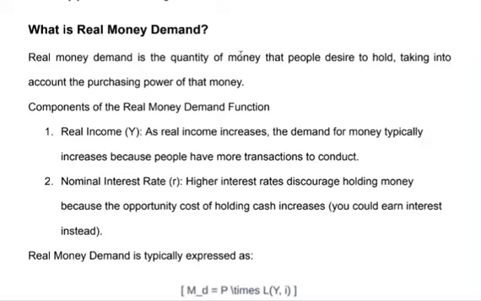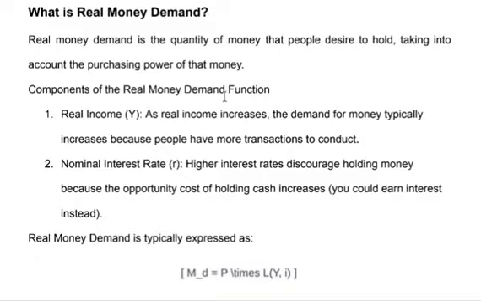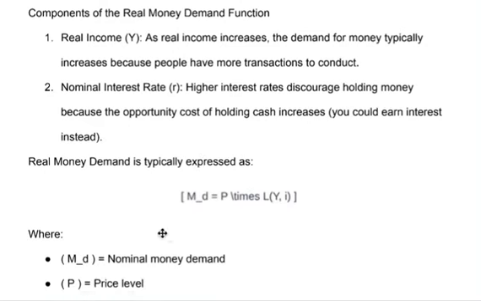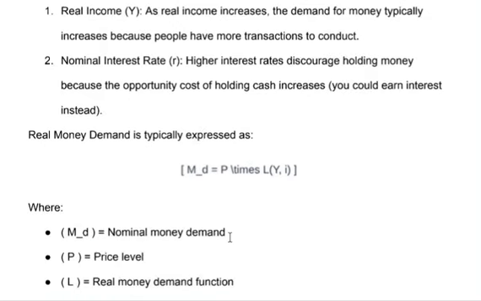Real money demand is the quantity of money that people desire to hold, taking into account the purchasing power of that money. Components of the real money demand function. Real income, Y. As real income increases, the demand for money typically increases because people have more transactions to conduct. Nominal interest rate, R. Higher interest rates discourage holding money because the opportunity cost of holding cash increases; you could earn interest instead. Real money demand is typically expressed as M_D/P = L(Y, I), where M_D equals nominal money demand.